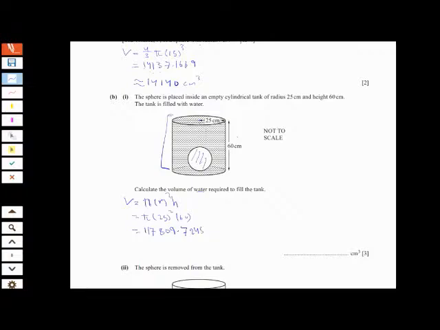Okay, now this is the volume of the whole thing. Now minus this, so 117,809.7245. And the reason why I write so many decimals is for the accuracy of the final answer. The more decimals you write in the working, the better. So minus the volume of the sphere, which we found here, 14137.1669. That would give you 103,672.5576. That is your answer.